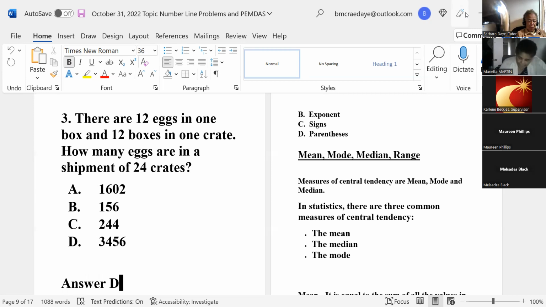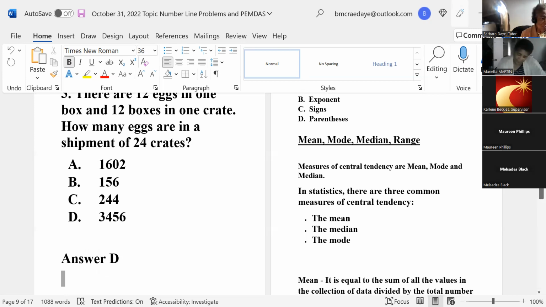Okay. So there are 12 eggs in a box and 12 boxes in a crate. So that is 12 times 12 is 144. And then you have how many eggs are in a shipment of 24 crates. So you gotta take 24 and multiply by 144 to get your answer. That's correct. Did everybody understand Mercedes?